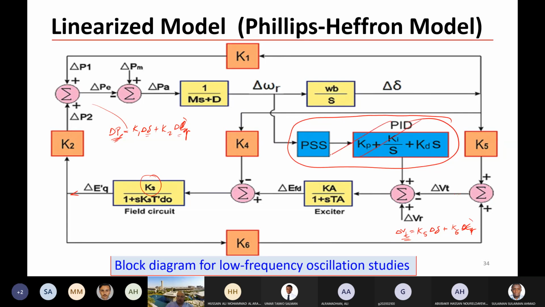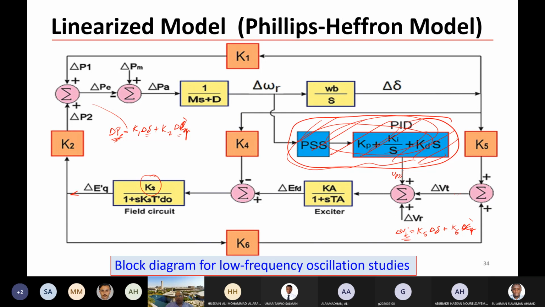This is the UBSS. It is not from the Phillips-Heffron model. You can put here any stabilizer, BID, intelligent controller. You can have lead lag or any nonlinear controller, but this is not. So the signal here is UBSS. This signal is the stabilizing signal.